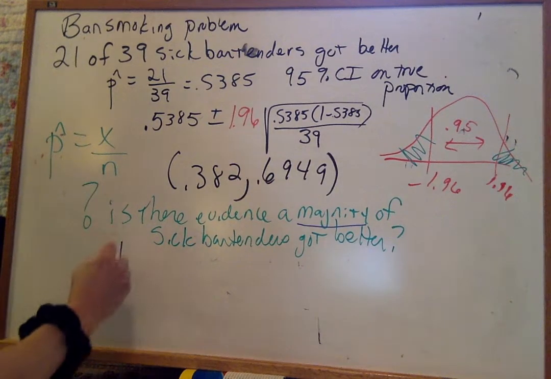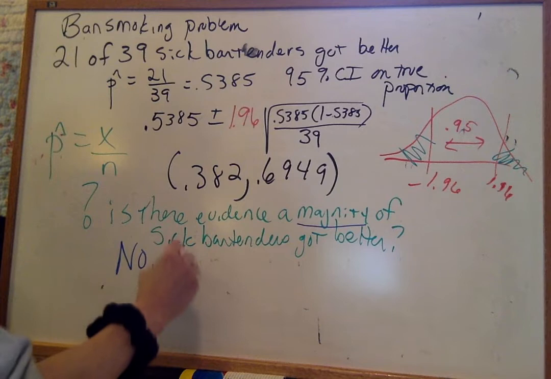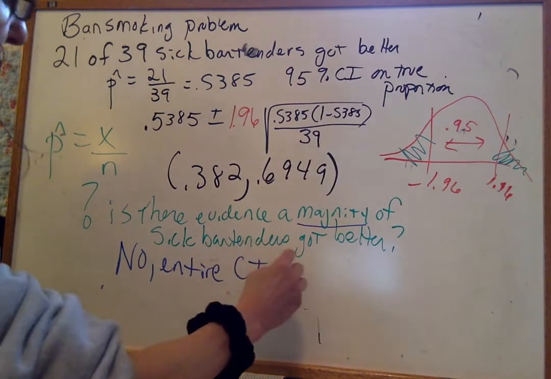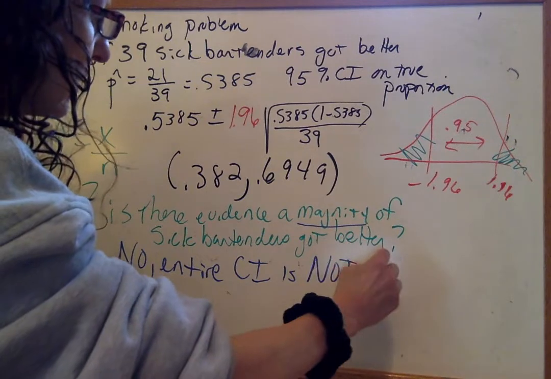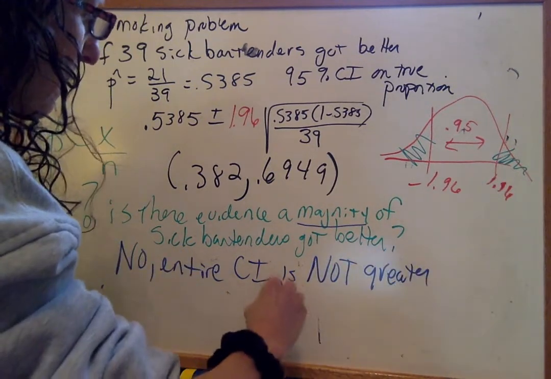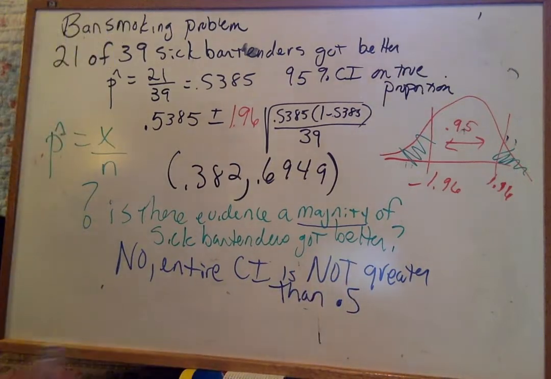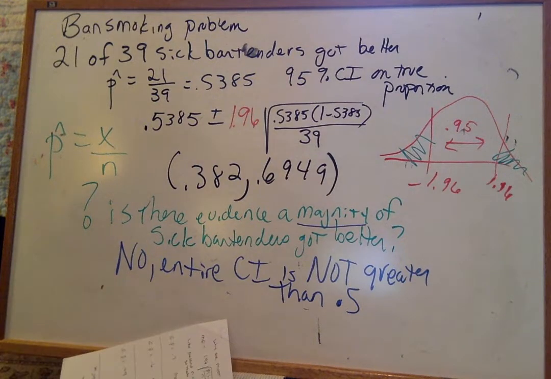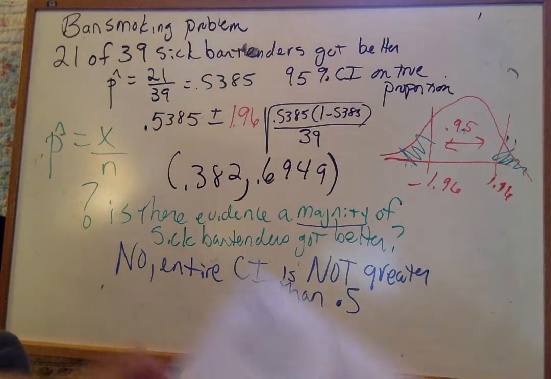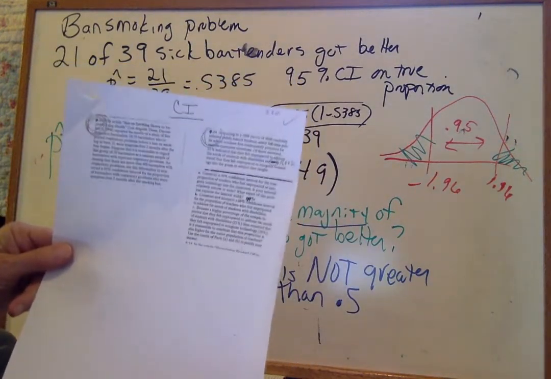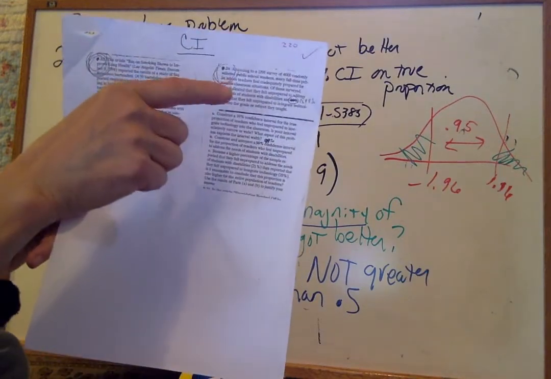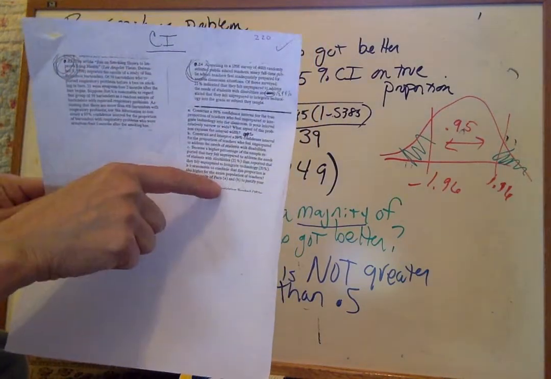The answer is no. The entire CI is not greater than 0.5. That is the definition of majority. You will see that on some of my problems on handout 11. All right, you can pause me, and then we're going to go on to the second problem. This one's even longer. Most of it is actually not important, but pause the video, read the entire problem right there.